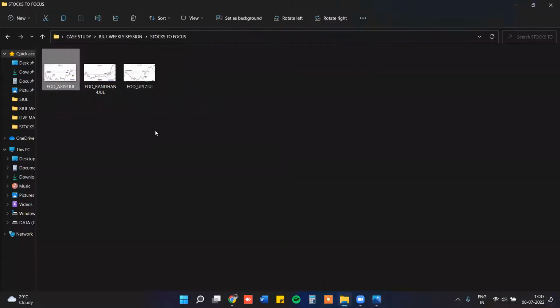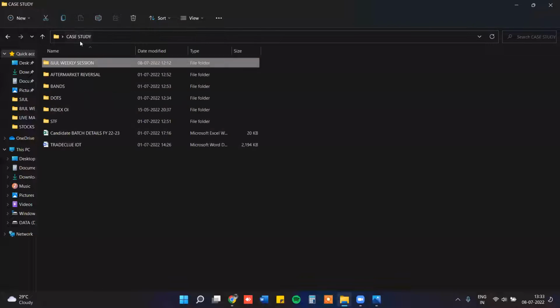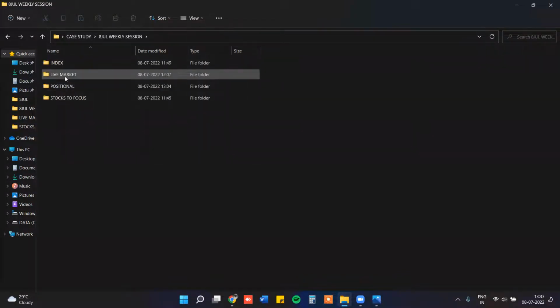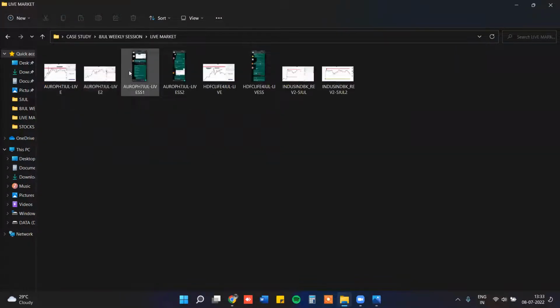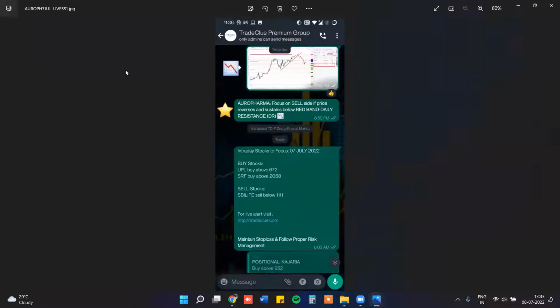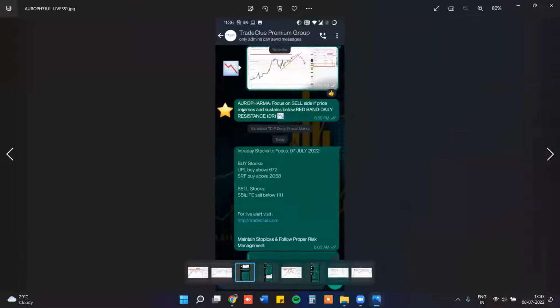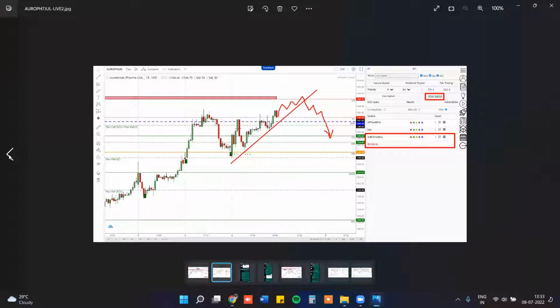So if I want to trade live market alert, for the clients who are present, the latest added to this demo group, for them we are trying to give live market alerts in this format. Wherever you are, if you are a trader, surely you will be on the chart.